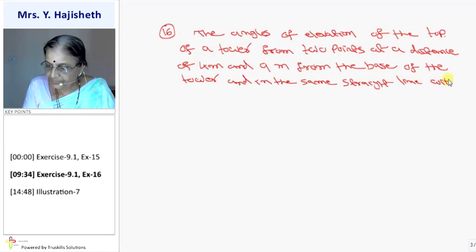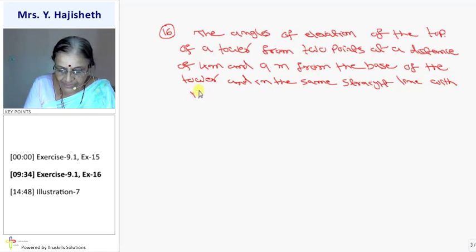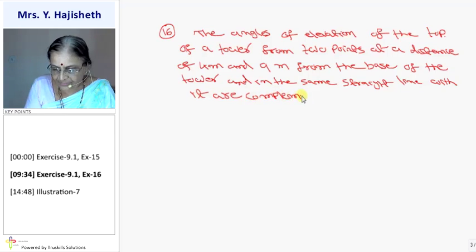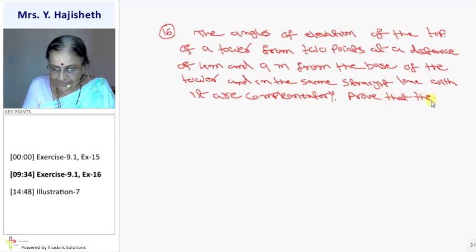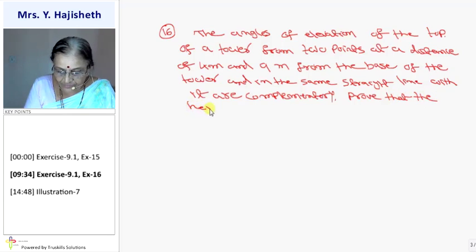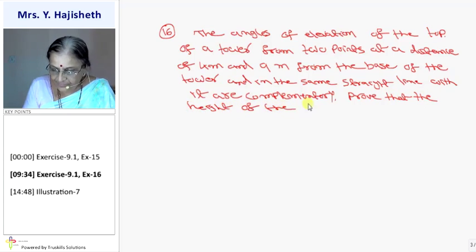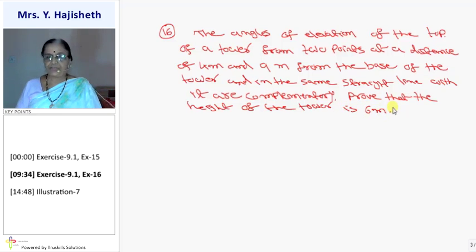With it, angle of elevation are complementary. एक ही सेंटेंस में बहुत सारी चीज भर दी है. Prove that the height of the tower is 6 meter. Are you clear with the questions?